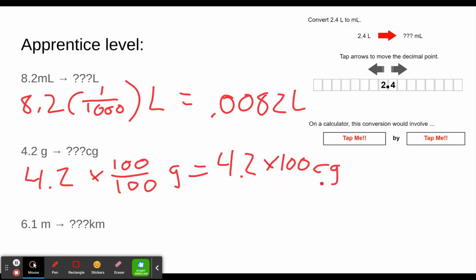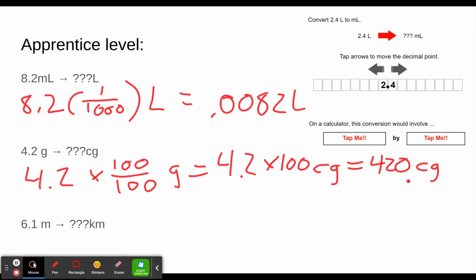Okay, so now 4.2 times 100, plug that into our calculator, and we get 420 centigrams. Let's talk about how we'd plug that in. Since we're multiplying, we'd plug in multiply, and we'd plug in 100 because we multiplied by 100. And since we were getting bigger, that meant we needed to move the decimal place to the right. Because we had 2 zeros here, we moved to the right twice. So 4.2 became 420 centigrams.